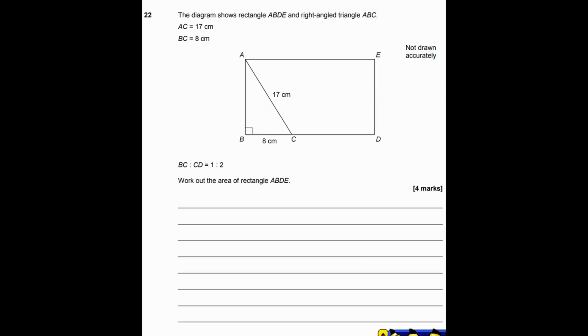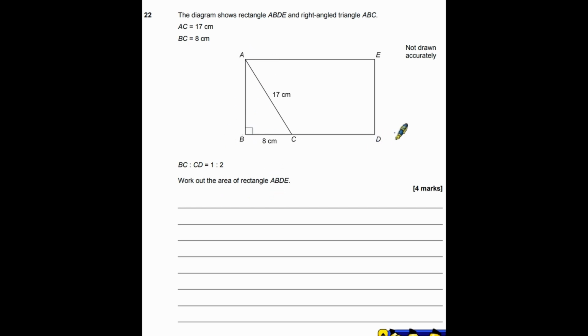Question 22. The diagram shows rectangle ABDE and right angled triangle ABC. We know that AC is 17 and BC is 8. They're both drawn on the diagram for us. We're also told there's a ratio between BC and CD of 1 to 2. And we're to work out the area of the rectangle.